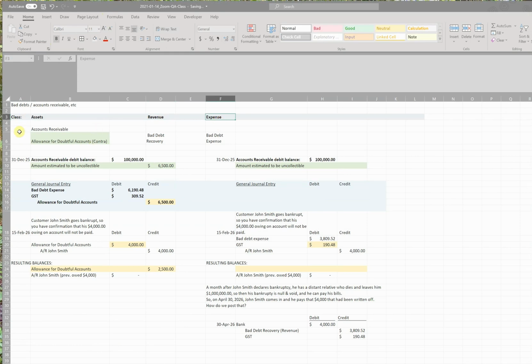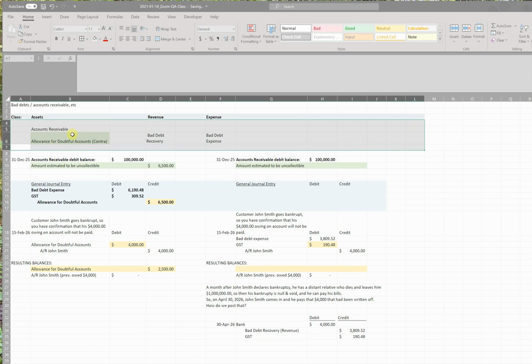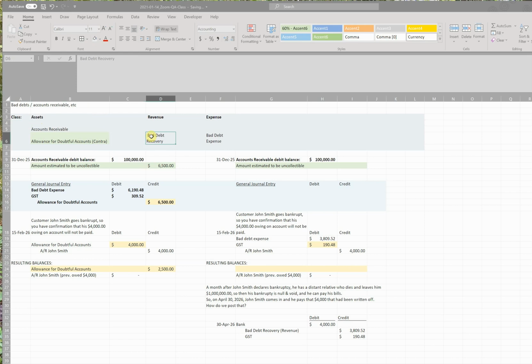So the accounts that we're talking about here are allowance for doubtful accounts, being the asset account. It's a contra account to accounts receivable. We have bad debt recovery, which is a revenue account. And we have bad debt expense, that's an expense account. So we went through an example using two different scenarios, but the same example.